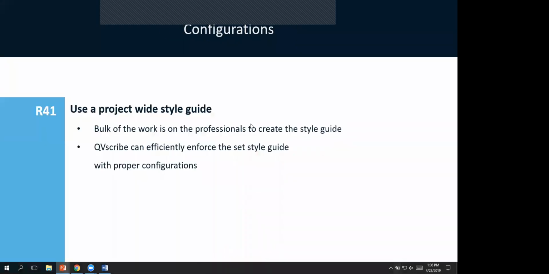So our first rule here is Rule 41, use a project-wide style guide. The bulk of this work is still up to the professional to create this style guide, but QV Scribe can help enforce this style guide. It's still up to you to decide which words you want to use, which imperatives you want to use, what template, how you're going to identify the requirements within your document. But the configuration setting within QV Scribe can help alert you of anything that's outside of your style guide.